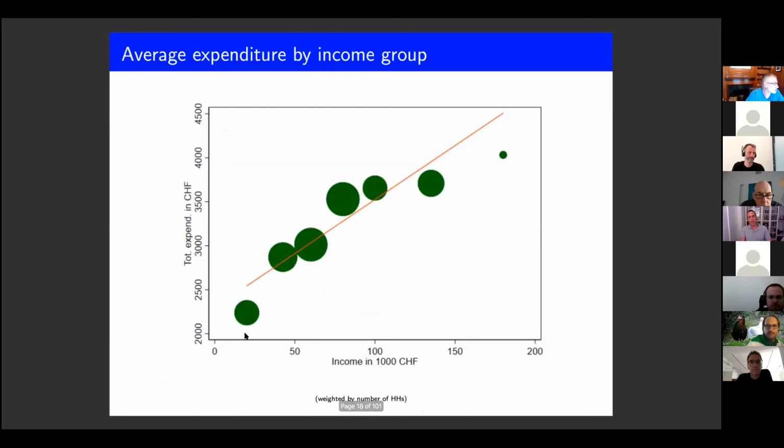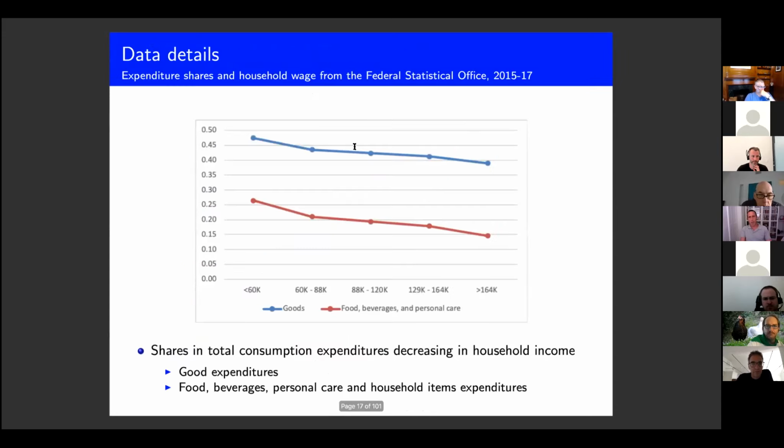So if you look at these seven bins, and you look at the expenditure in our data for those bins, they line up pretty well. So it turns out in our data, the higher income households do spend more in a given year. And one more thing about income.